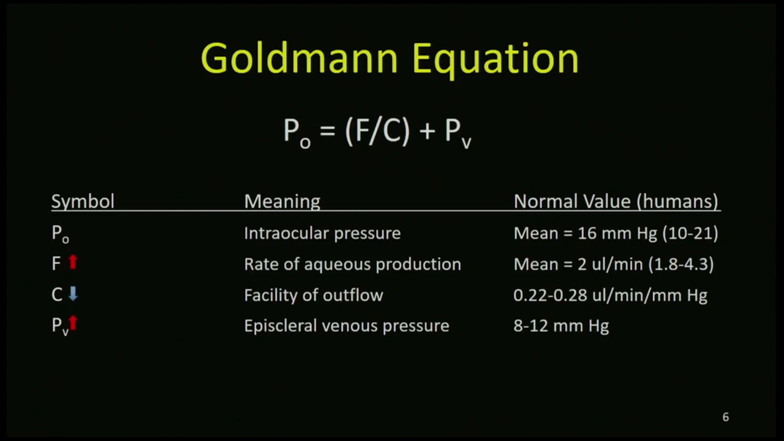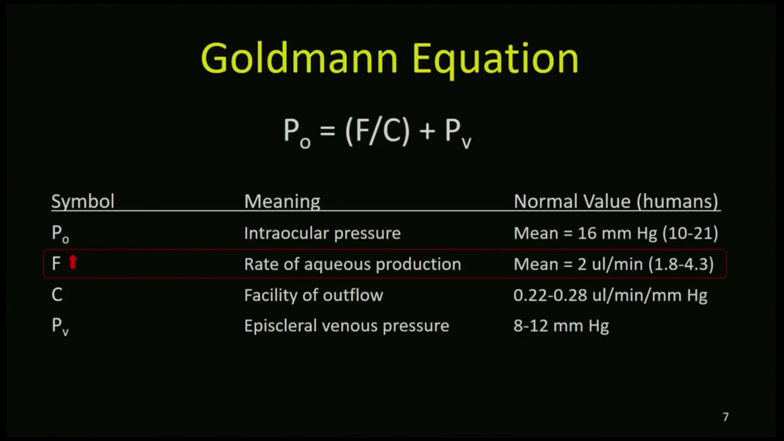So which direction do we need to take these? Well, we can either increase the rate of aqueous production, so that'll increase your IOP. You can decrease the facility of outflow in your model, that'll elevate IOP. Or you can increase episcleral venous pressure, that'll also elevate IOP. So we're going to look at all three of these. And in fact, there have been models created that have done all three of these individually to raise the IOP.